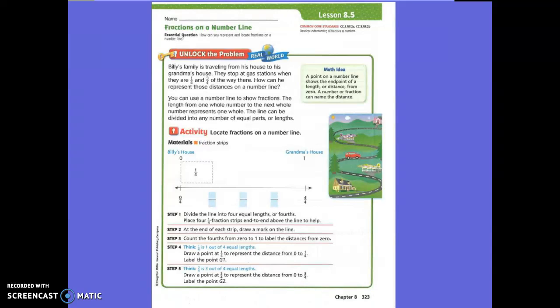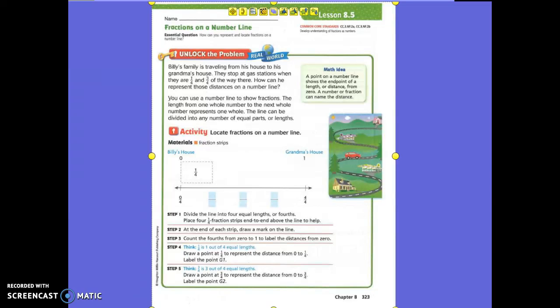Okay, I'm going to do the math idea first. I don't know if I'm supposed to do that first or this one, but I'll just read. A point on a number line shows the end point of a length or a distance from 0. A number or a fraction can name the distance. So when you have the arrows, that means you're kind of done, like you're going from here to here, okay? You can use a number line to show fractions. The length from one whole number to the next whole number represents one whole. The line can be divided into any number of equal parts or lengths.